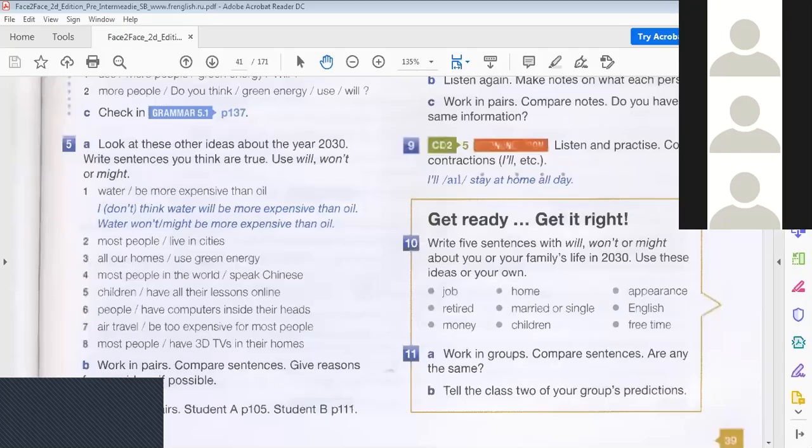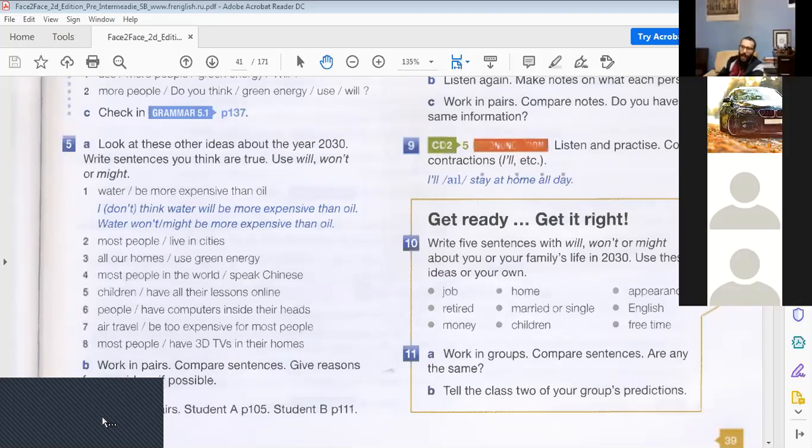I'll stay at home all day. Good. But is it I will stay or is it I'll stay? I'll stay. How many syllables? Is it 1 syllable or 2? 1 syllable. Exactly, it's 1 syllable.